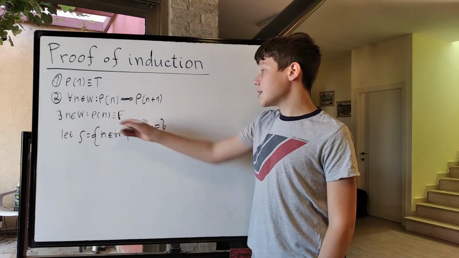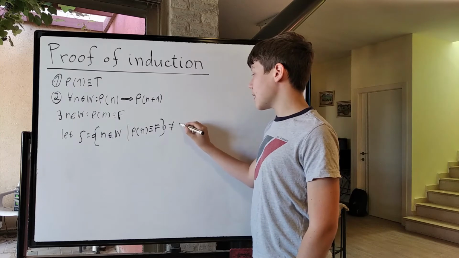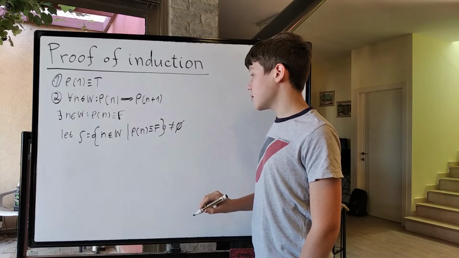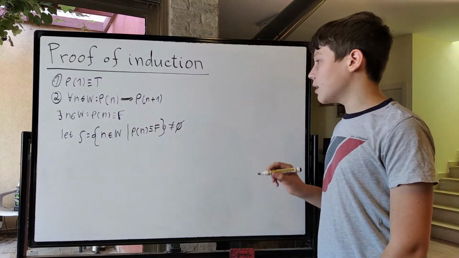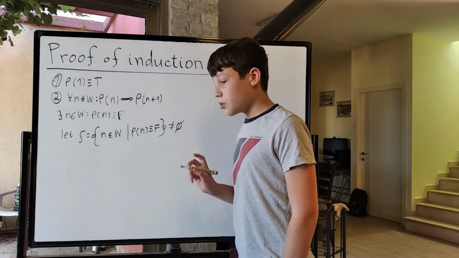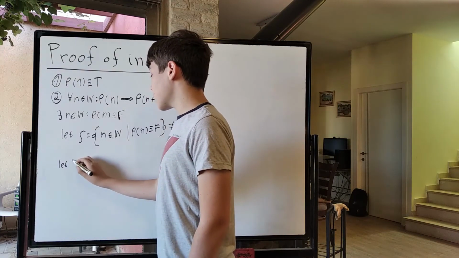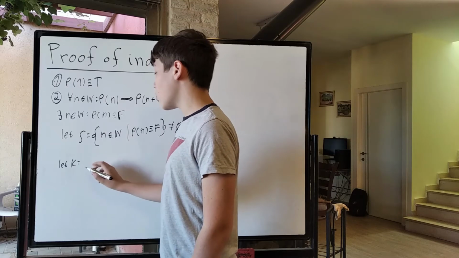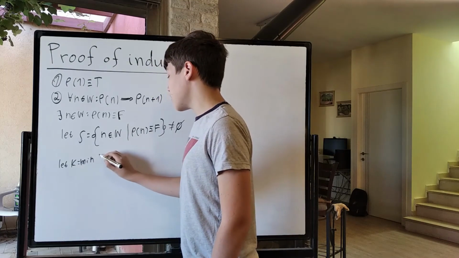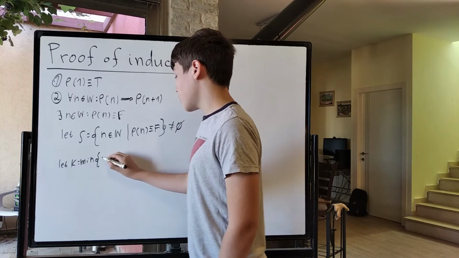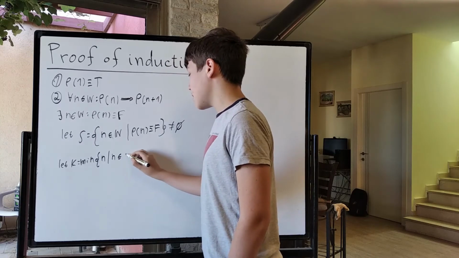And because of this statement, we can say that this set cannot equal the empty set. Meaning that now we can use the well-ordering principle to say that we will let k equal the smallest number in the set. So it's the minimal n such that n is in S.